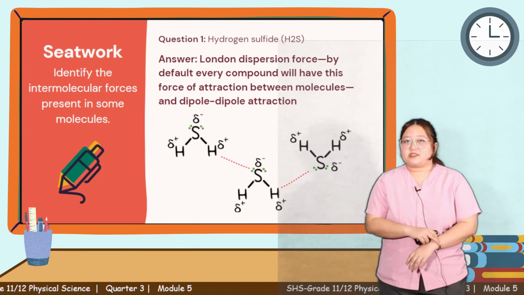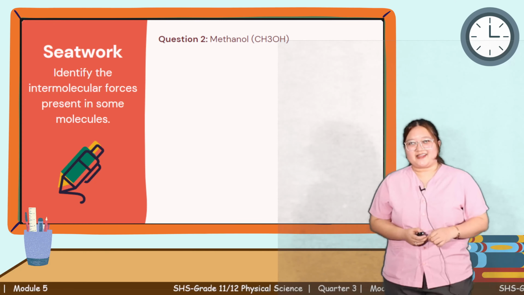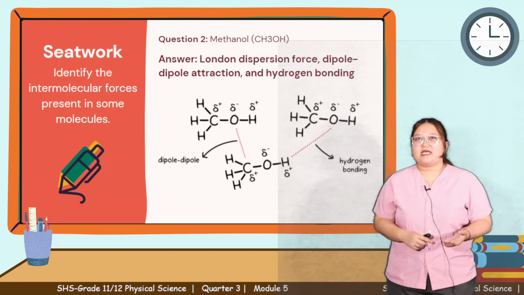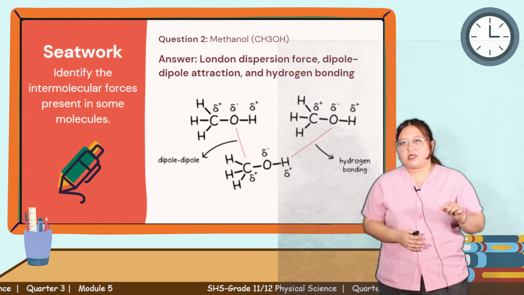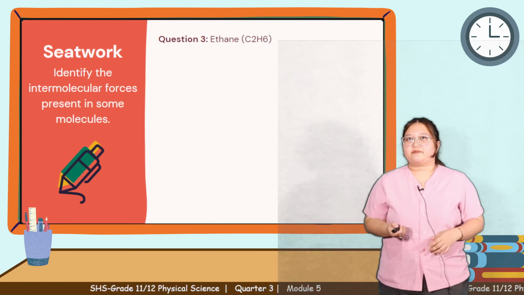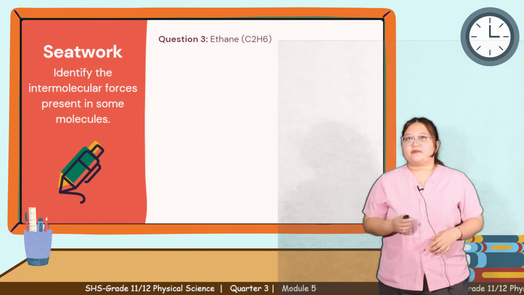Number 2, we have the methanol. So right off the bat, you can already tell, right? Okay, very good. We have the London dispersion force, of course, the dipole-dipole attraction, and the hydrogen bonding. We can see the hydrogen atom bonded to the oxygen atom. Okay, next one, we have the ethane.